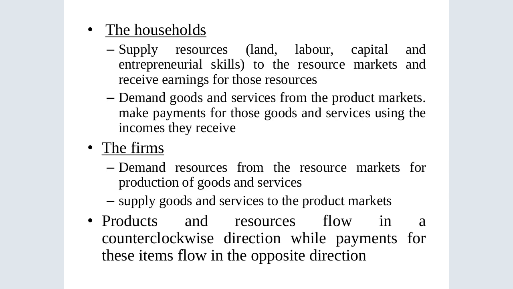In that simple model, the households supply resources. These resources can be land, labor, capital, entrepreneurial skill, to the resource market or the factor market, and they receive earnings for those resources. If you have land, somebody hires that land from you, he pays rent. Labor, you are paid wages. Capital, there is interest. And of course, entrepreneurial skills, you get the profits.